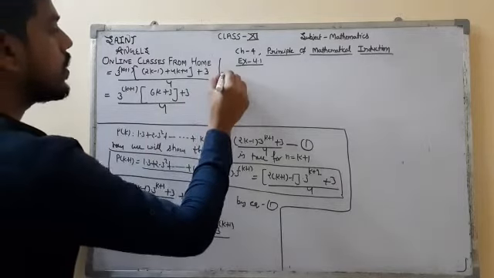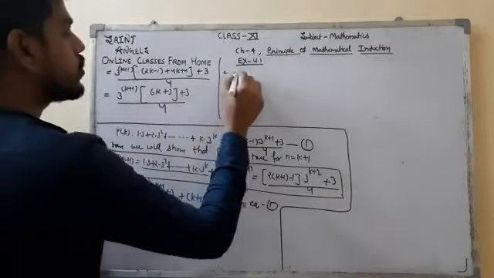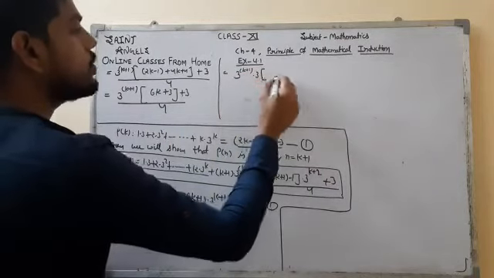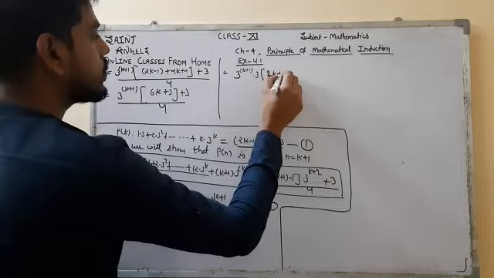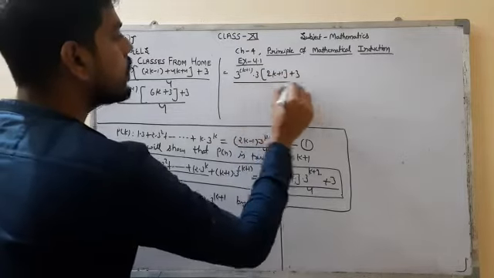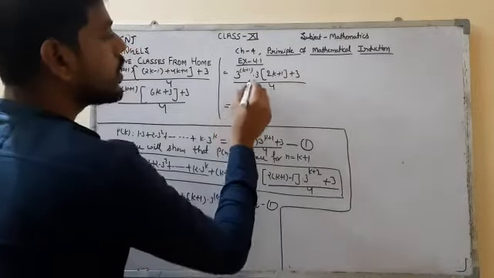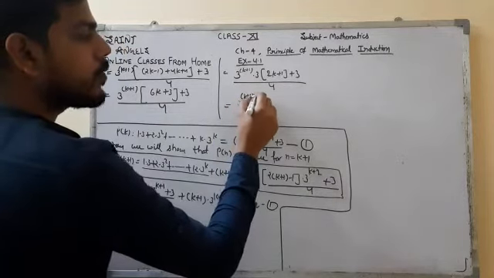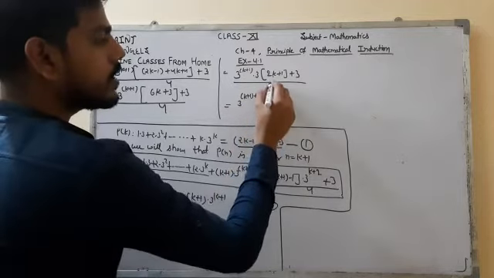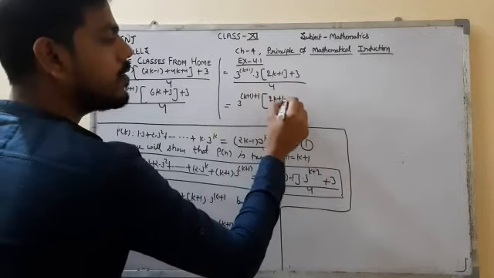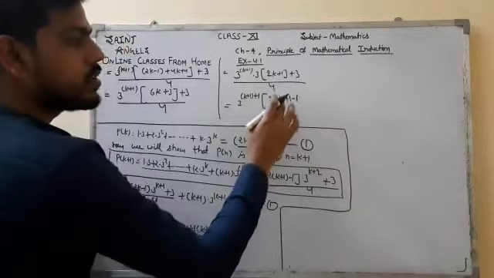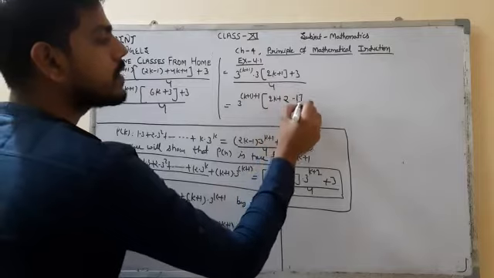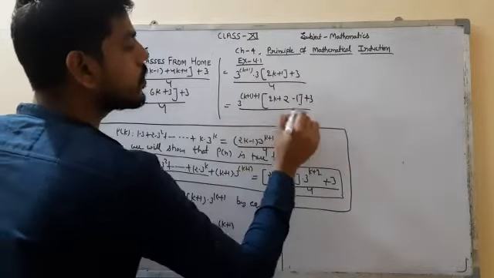So from here I am taking 3 as common. So 3 raised to k plus 1 into 3, and inside it will become (2k plus 1), plus 3, upon 4. Now it will become 3 raised to k plus 1 into 3, so the powers will add up. Now inside this I am adding 1 and subtracting 1, so it becomes 2k plus 2 minus 1, plus 3, upon 4.